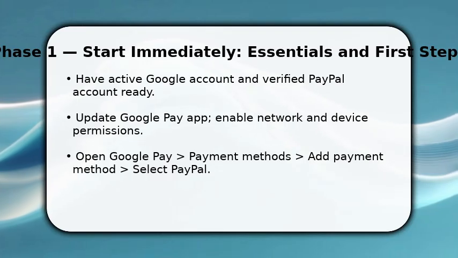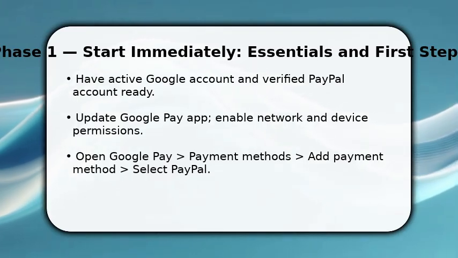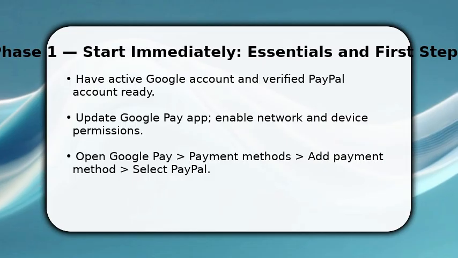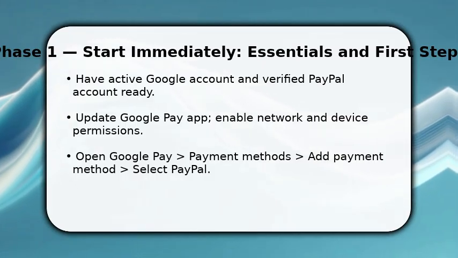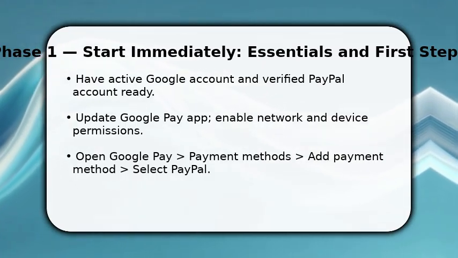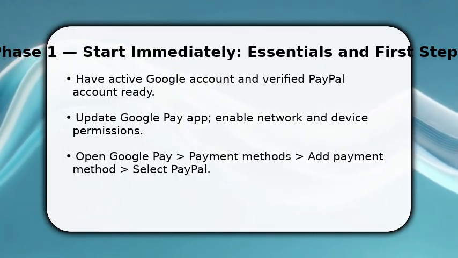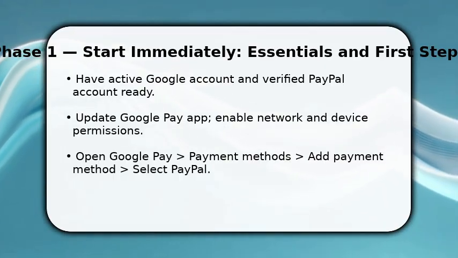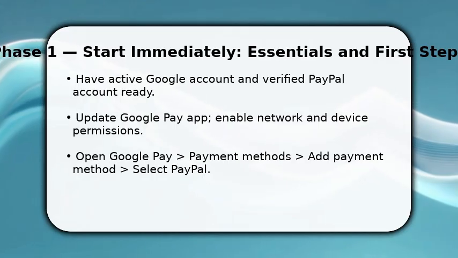You start by making sure your accounts are ready: an active Google account and a verified PayPal account with a funding source. Once done, open the Google Pay app and update it if needed, because newer versions support PayPal linking. Make sure location and network permissions are enabled so the app can authenticate.